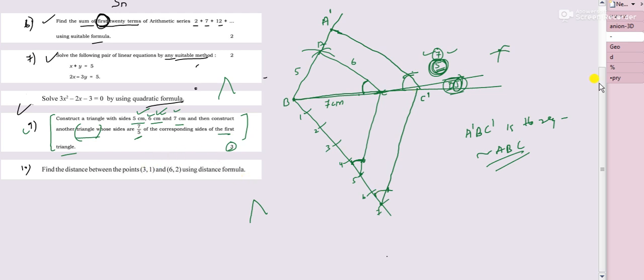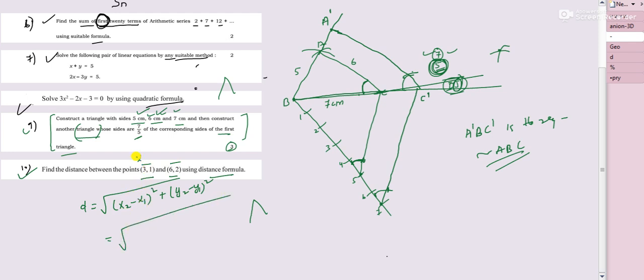Okay, so now coming to the last question of the 2 mark section. Find the distance between these points using the distance formula. So which formula do you have to use? Distance. So use the distance formula. D is equal to root of, first you have to write the formula, x2 minus x1 whole square plus y2 minus y1 whole square. Correct?